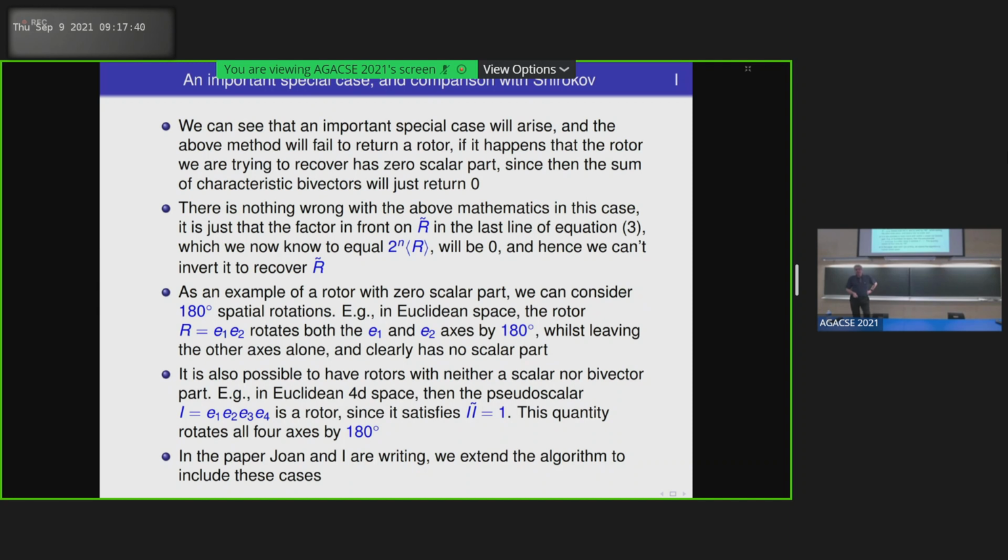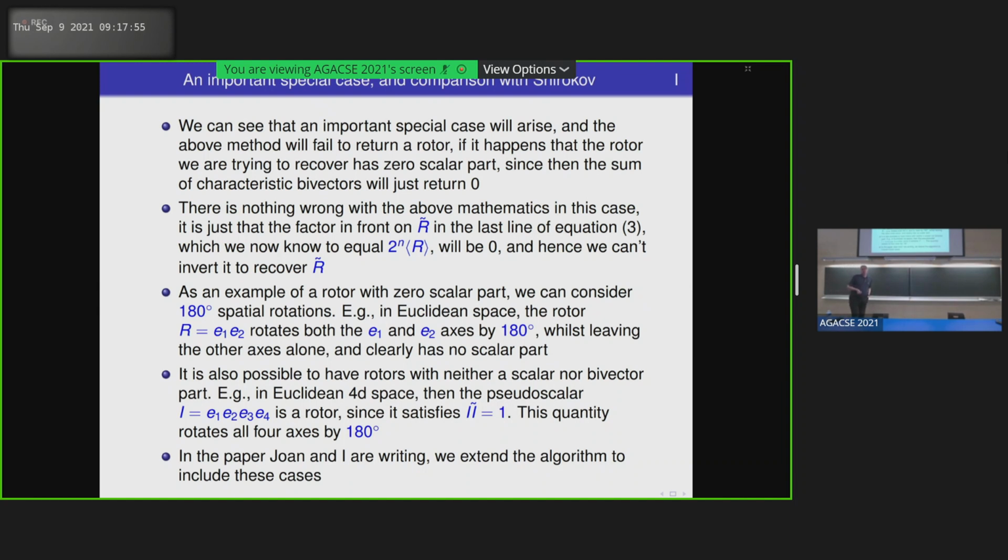And if that's 0, then you've got a problem. So there's nothing wrong with the mathematics in this case. It's just that the factor in front of the R reverse, which we now know is 2 to the n times the scalar part of R, will be 0. And does this happen? Well, quite a lot.